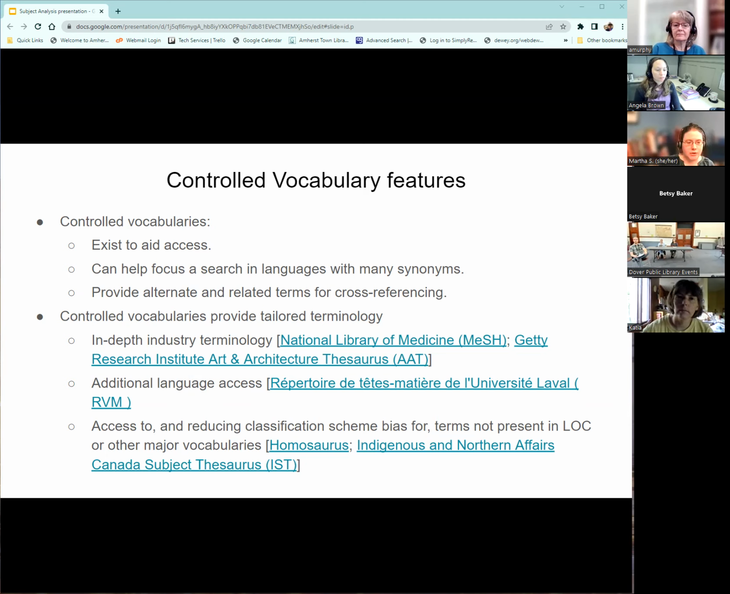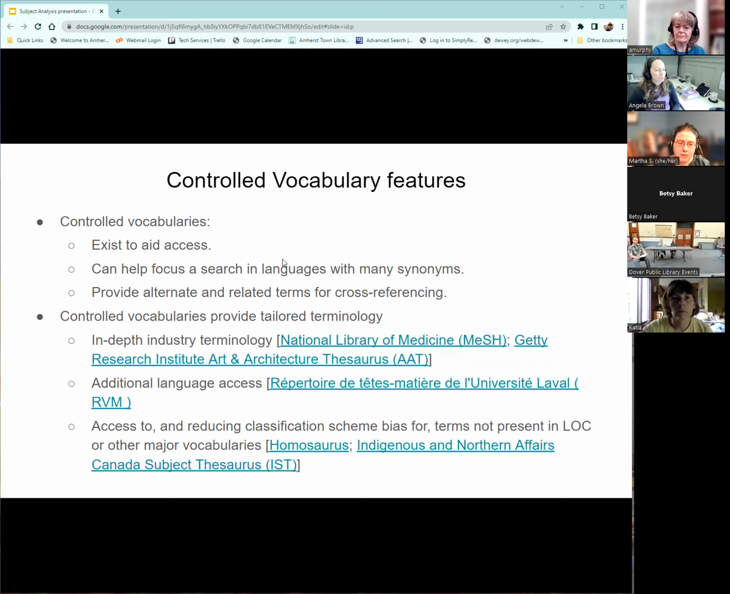Finally, controlled vocabularies provide alternate and related terms for cross-referencing, as I just mentioned. So having a controlled vocabulary doesn't mean that no other similar terms can be used or found. These unauthorized terms can be narrower or broader or variant terms, and they're provided as cross-references to enhance searching if a different uncontrolled term is entered by a patron.